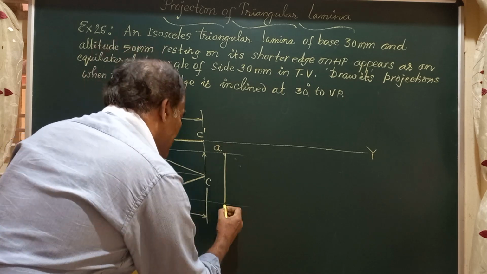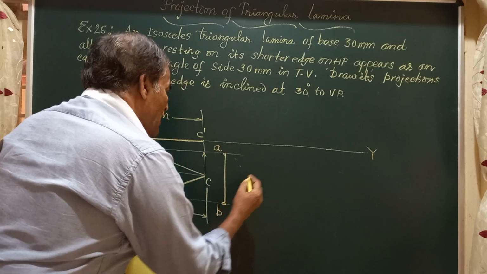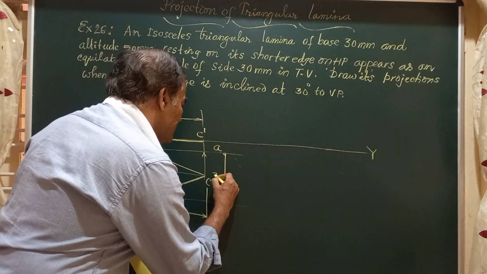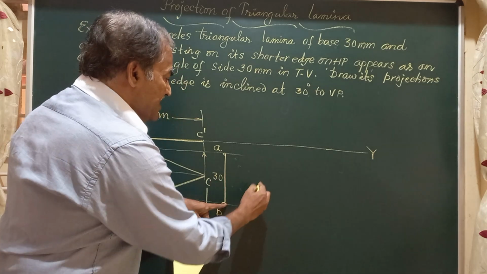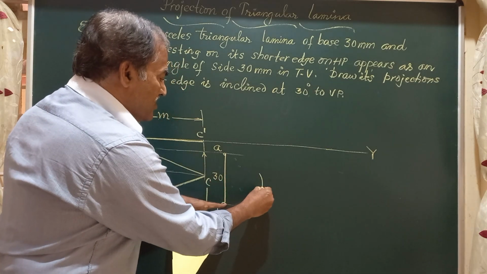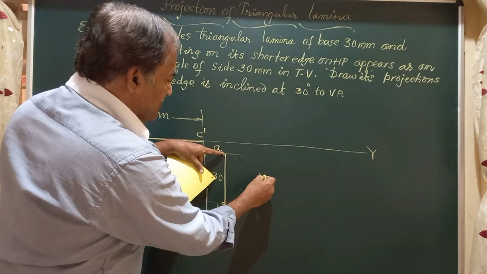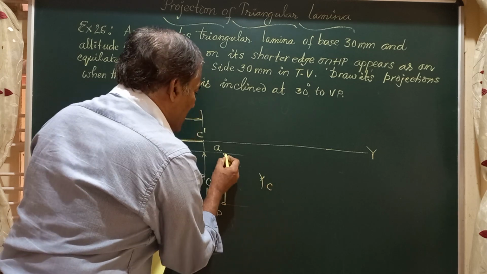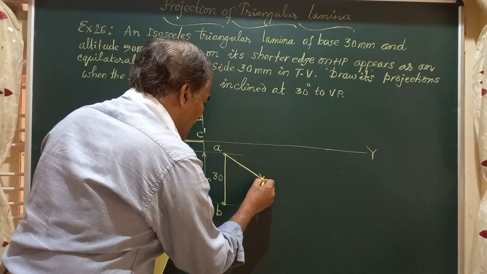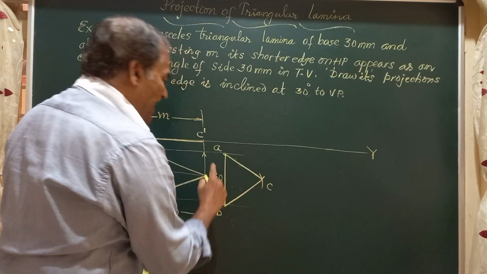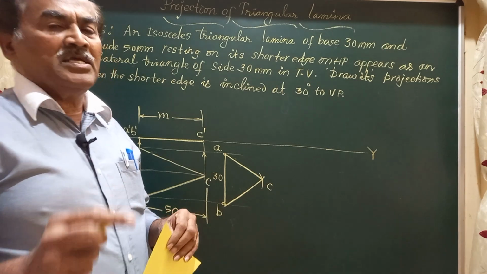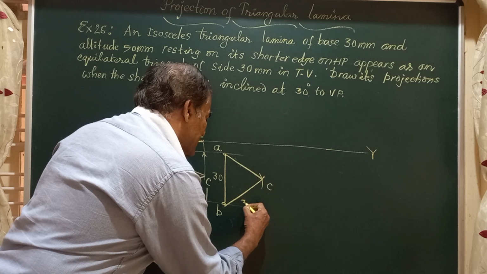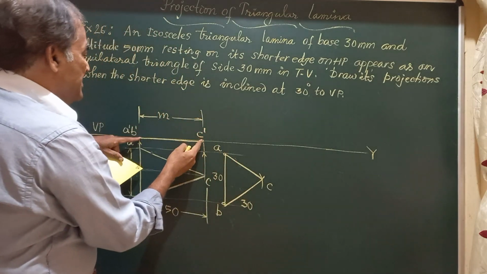This is our point A, this is point B, and here you know how to construct the equilateral triangle. This length is equal to 30 millimeter. With B as center, radius equal to 30 mm, draw an arc. With A as center with the same radius, draw another arc. These two arcs meet at this point C, and if you join A to C and C to B, this triangle ABC is the equilateral triangle of side equal to 30 millimeter.